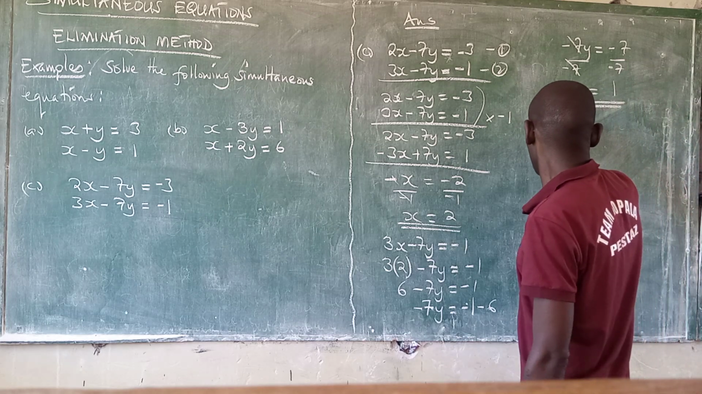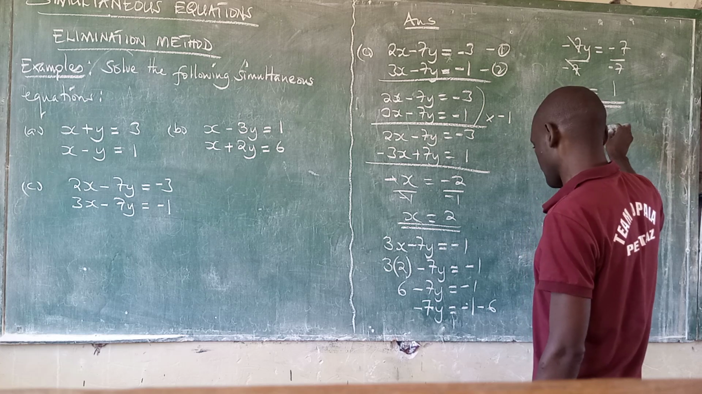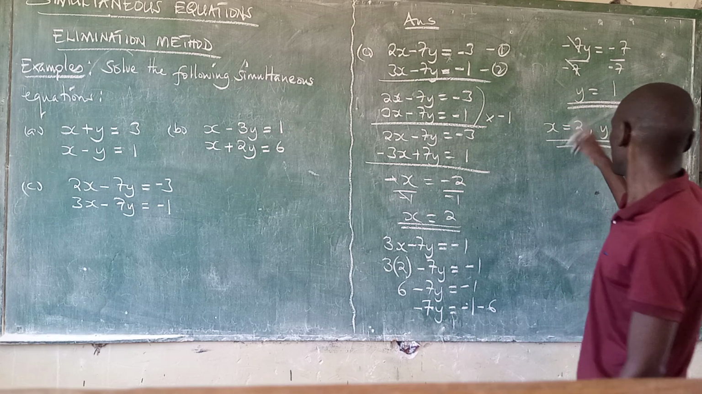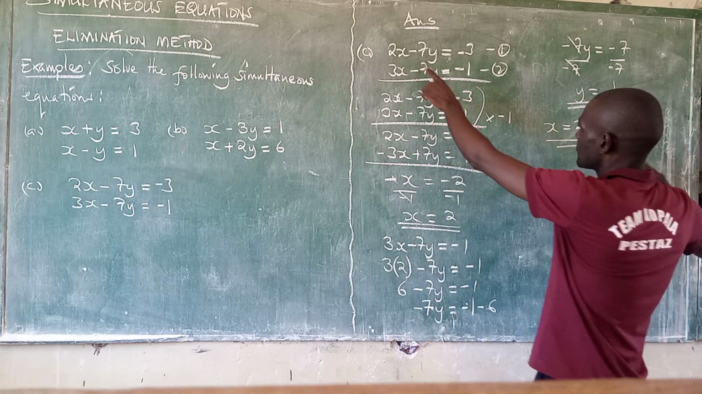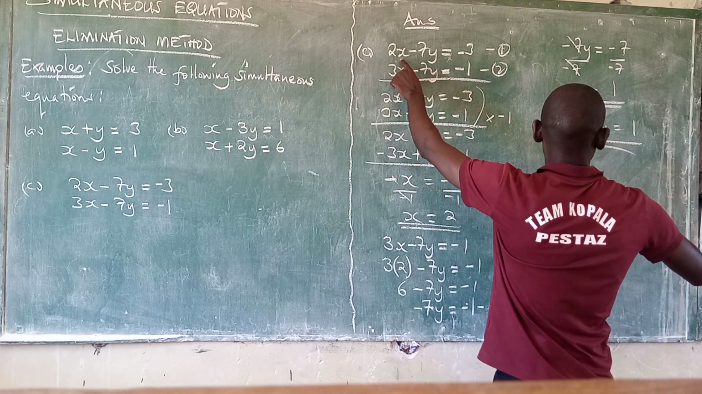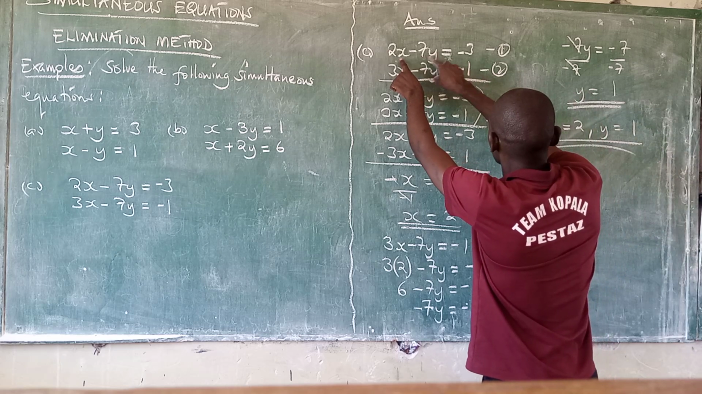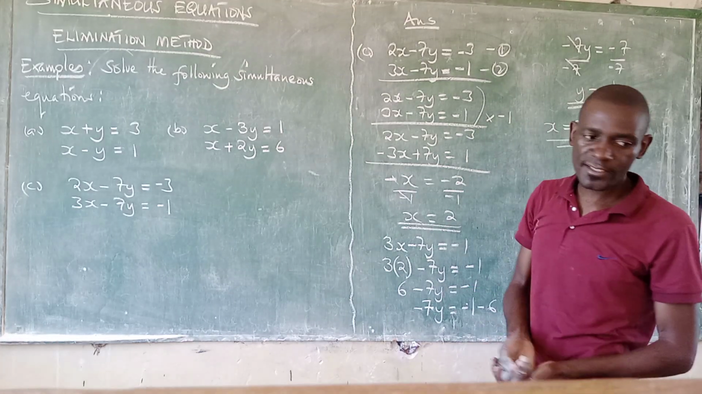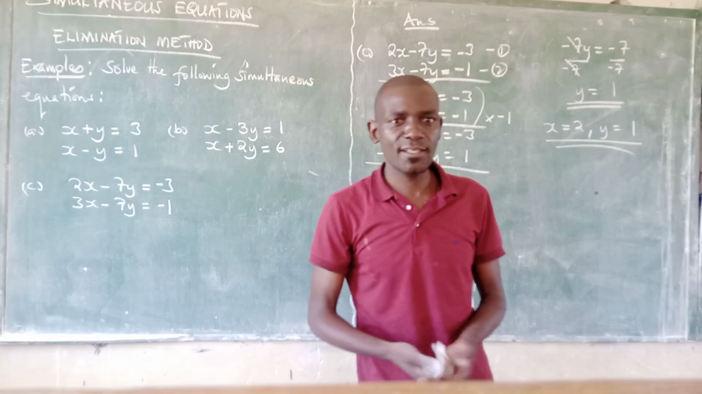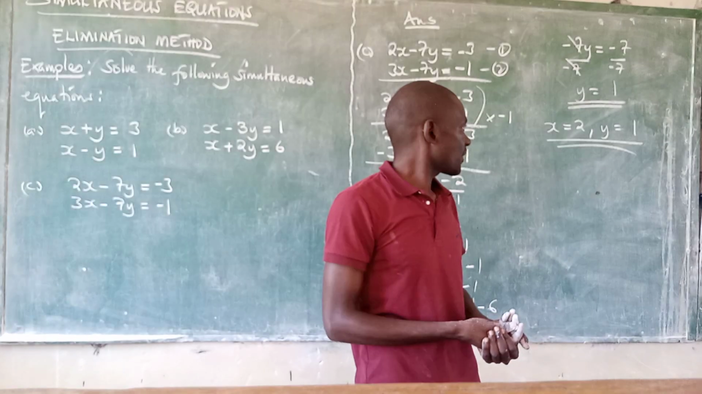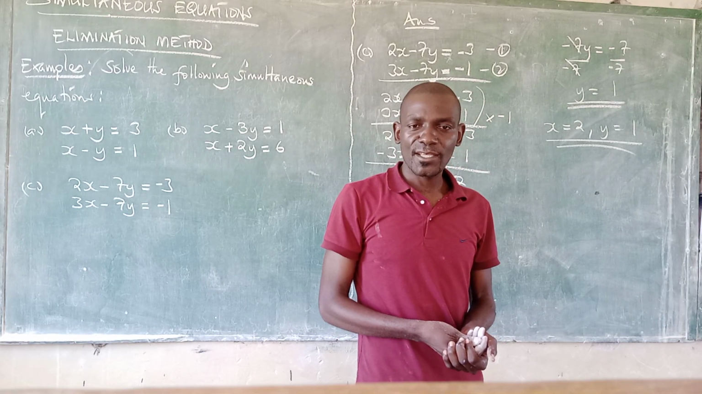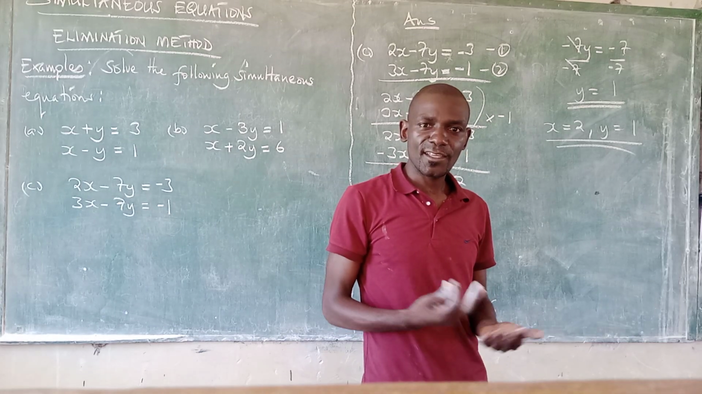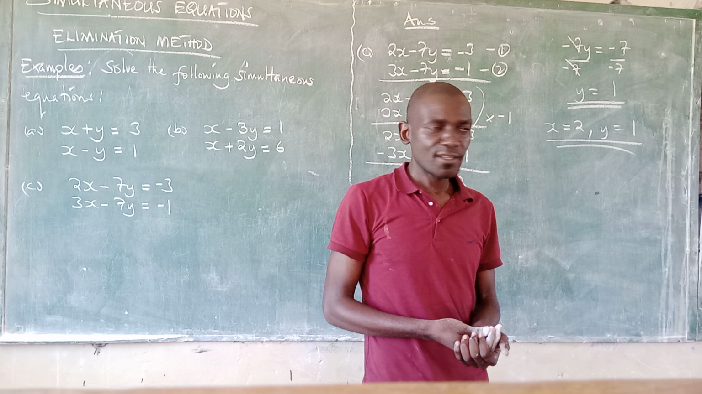So our answers are x is equal to 2 as well as y is equal to 1. If you want to prove, x is 2, y is 1, we put 2 there, that will give us 4. And then if we put 1 here, that will give us negative 7. 4 minus 7 is negative 3. And that tells us that our working is correct. So those are our answers. You can look around for questions on this one and then try and see how you are going about them.